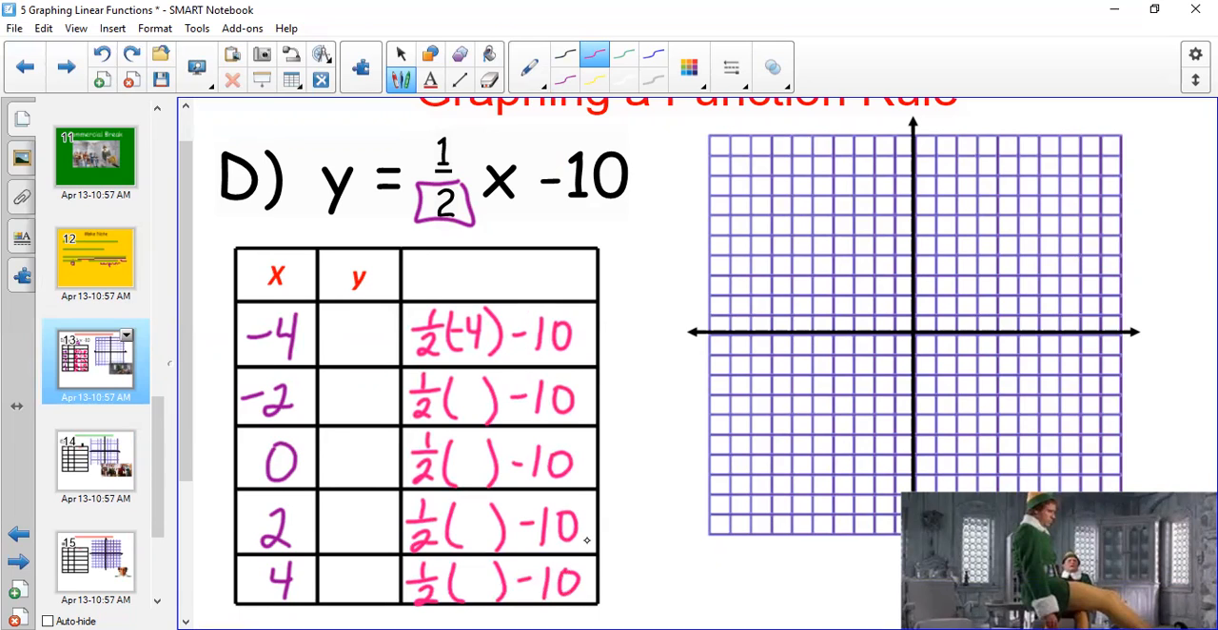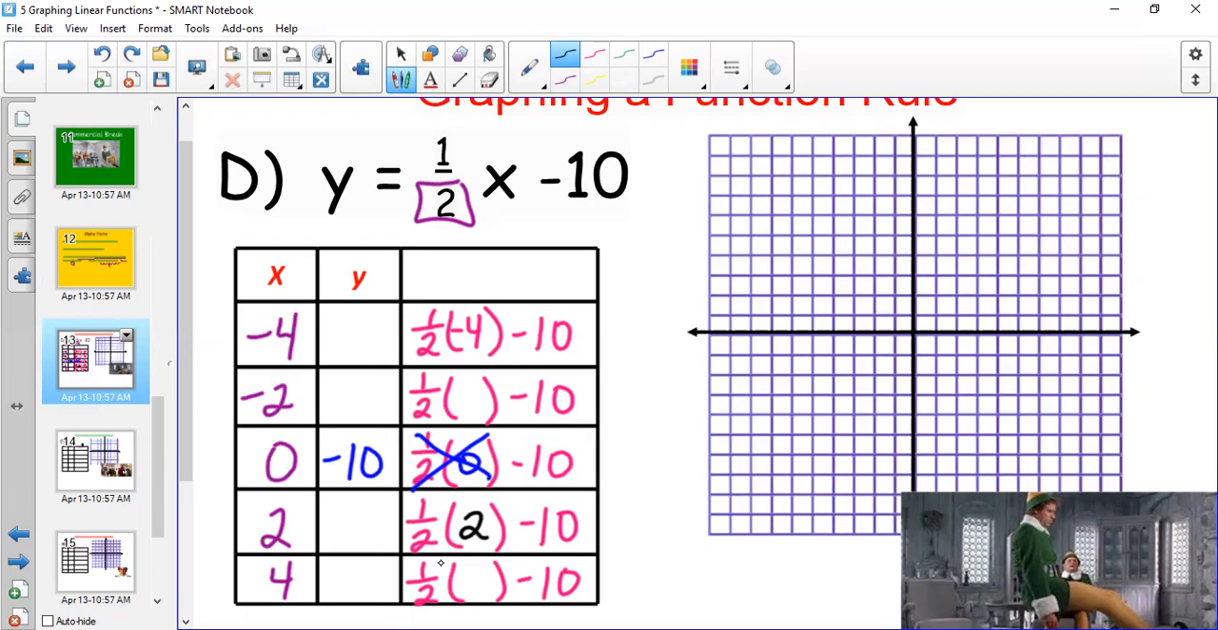Sometimes I tell my students to start with the one that they think's the easiest. I think multiplying things by 0 is super easy. So I'm going to put in 0 first, because anything times 0 is 0. So I have 0 minus 10, which would give me -10. Okay, now, which is easier to plug in, negatives or positives? I personally think positives. So I'm going to plug in 2 next.